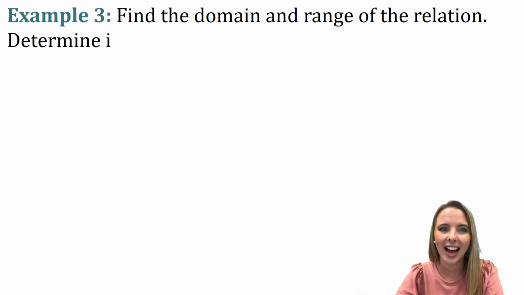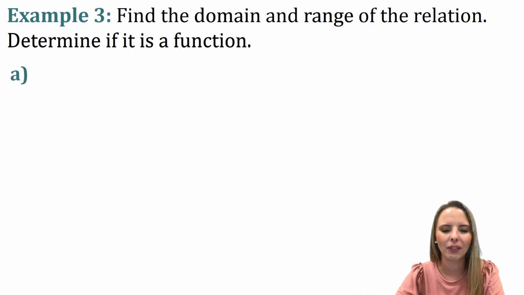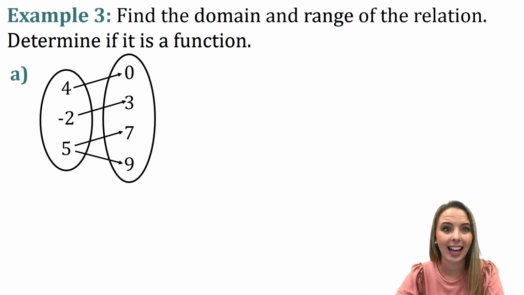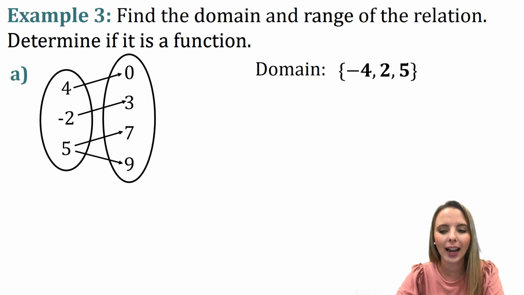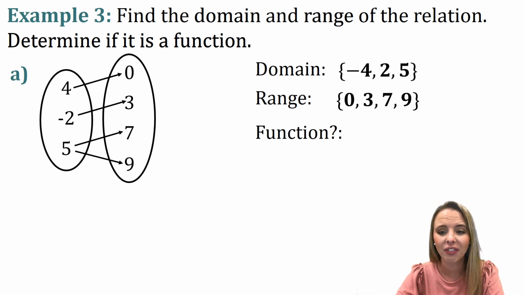Example 3. Find the domain and range of the relation and determine if it's a function. It's a mapping, right? Okay, what does this map represent? Each line pairs an X with a Y, and that creates an ordered pair. Our domain is what is in our first oval, and our range is what is in our second oval. Because 5 has 2 lines drawn from it, that means it's paired with the 7 and with the 9, so that is going to make it not a function.